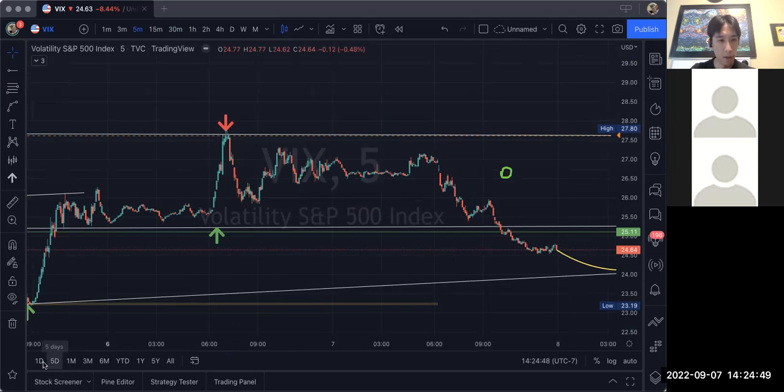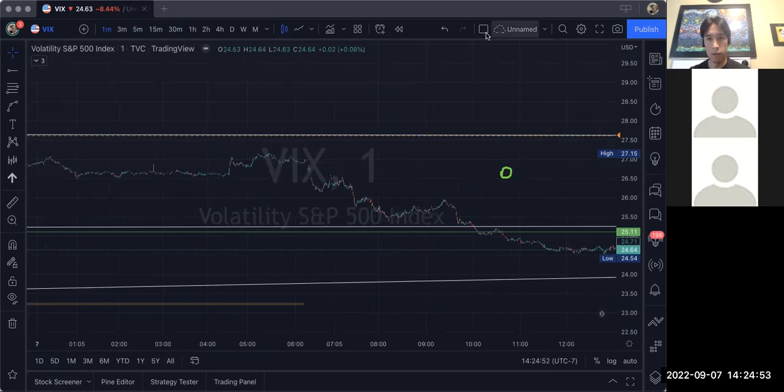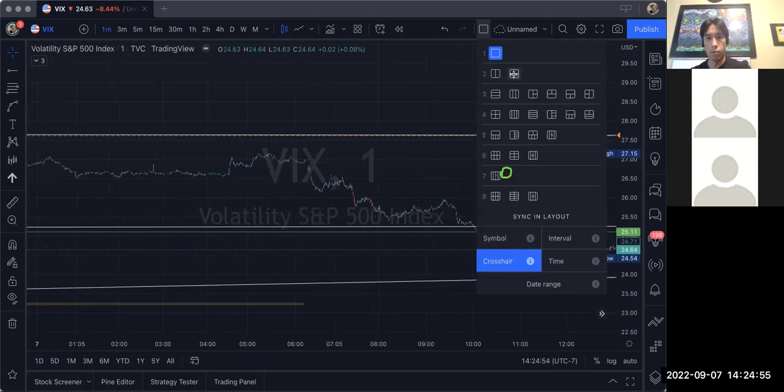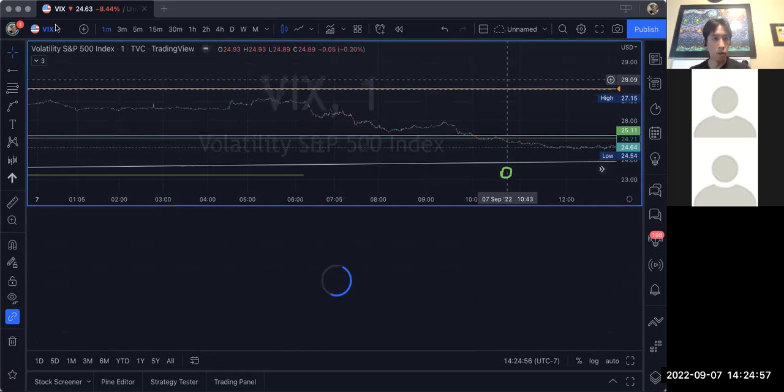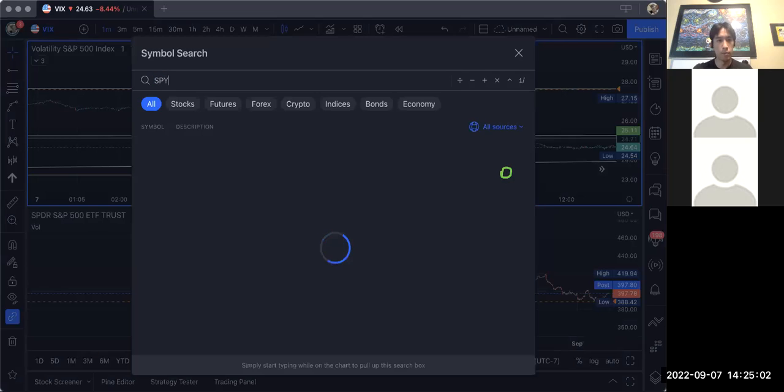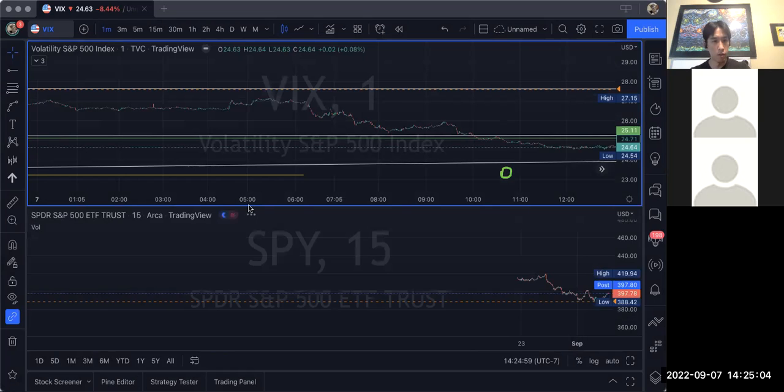Let's actually do this. We'll put this on the daily. Let's hope that's not too ugly, okay? We're going to pull up the other one to compare to, just show you what SPY looks like, right? Oh, that's already there. Okay.